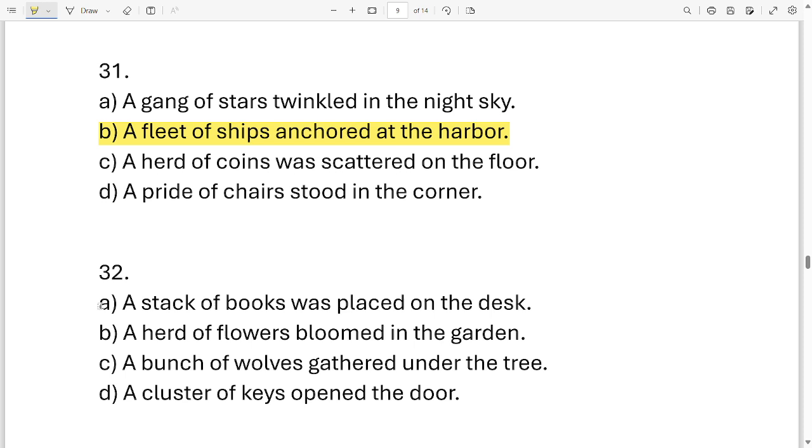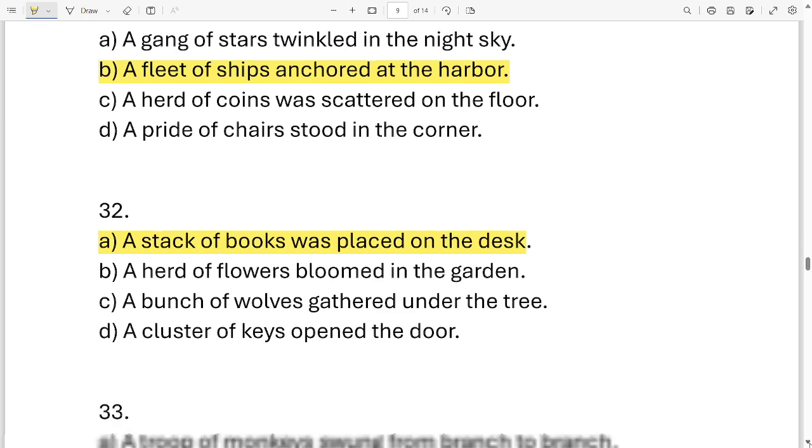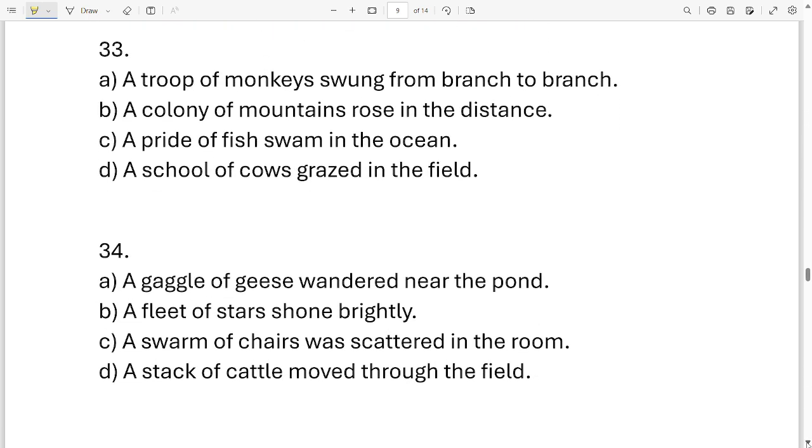And the correct option is option A. A stack of books was placed on the desk. Next question. A troop of monkeys swung from branch to branch. Next sentence. A colony of mountains rose in the distance.